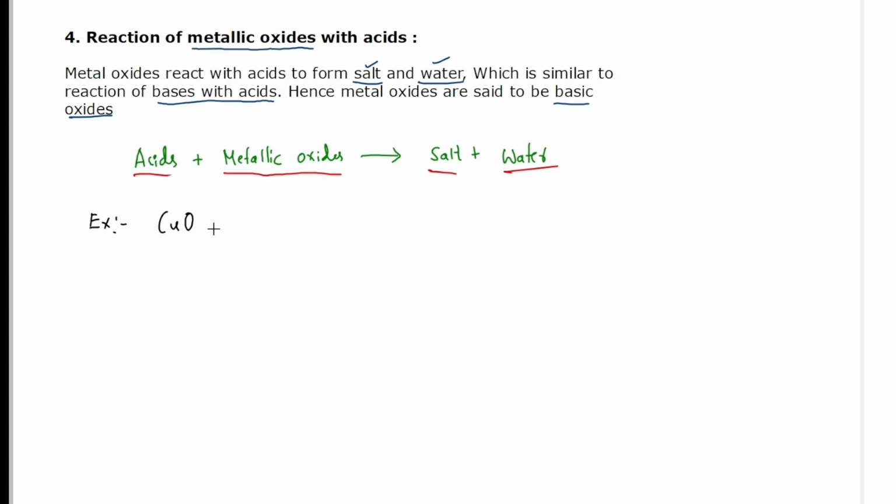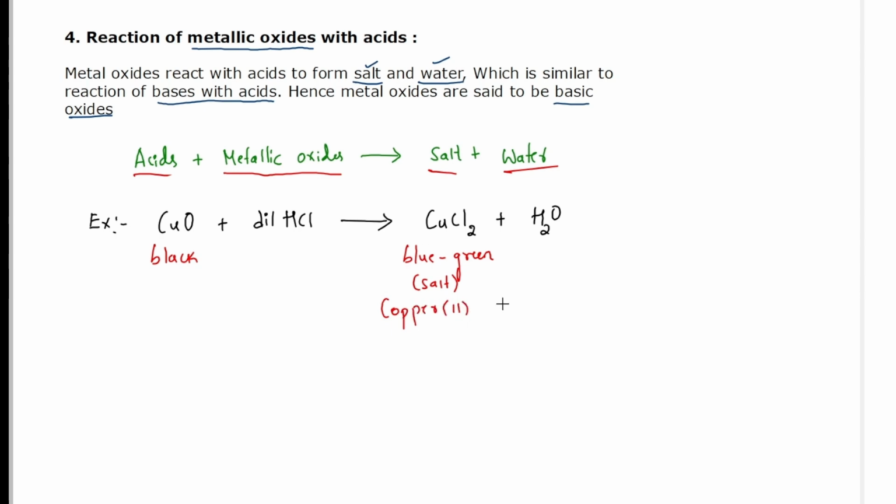Copper oxide is a metallic oxide which is going to react with acid, that is dilute hydrochloric acid. The reaction takes place between these two to form the salt copper chloride and water. This copper oxide is black in color. After the reaction, there is a formation of salt, that is copper 2 chloride or cupric chloride, which is blue-green in color. This is the salt formed. Which salt is this? It is copper 2 chloride. The valency of copper is 2 here. It is also called cupric chloride.